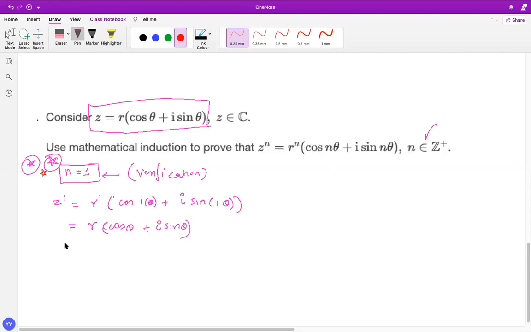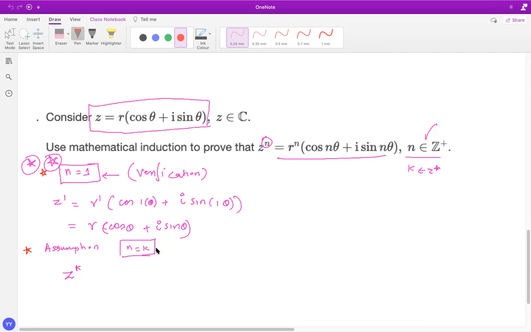The next step is the assumption step. So step 2 that we've got to do is you assume that this result is actually true. So this is your assumption step. The assumption is that this is true for n equals k, that for any power k, where k is a positive integer, this result holds true.